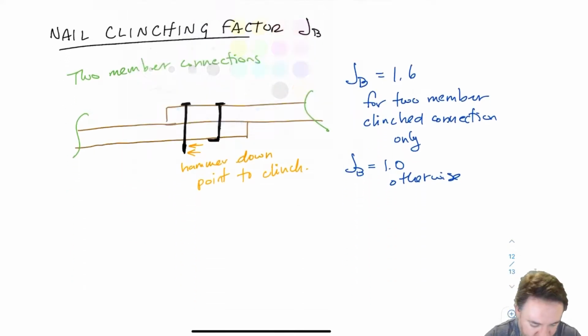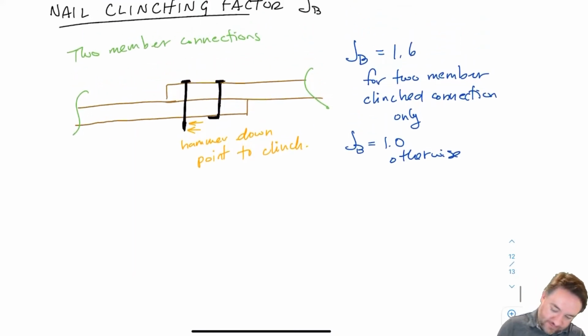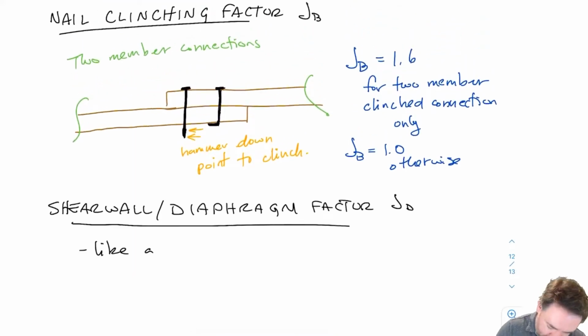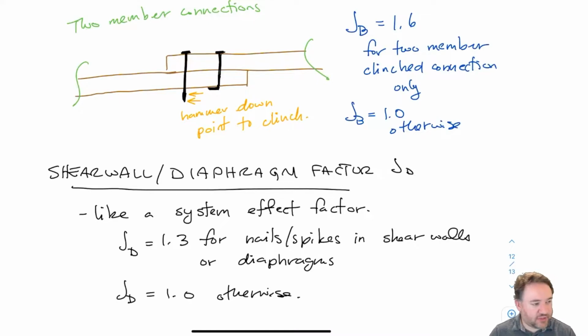Okay, the last one is the shear wall diaphragm factor. The shear wall diaphragm factor accounts for the fact that if I'm building a shear wall, I have my studs and my plates, and then I put plywood on top, and I'm going to use a whole lot of nails. Same thing for a floor diaphragm, where I have floor joists and on top I have plywood, and that plywood is nailed with a whole lot of nails. So this is kind of like a system effect factor. Since I have so many nails, I'm reducing the variability of my response, and I'm getting closer to the mean. So that means I can bump my strength by 30%.